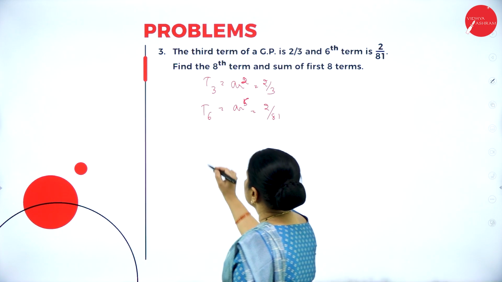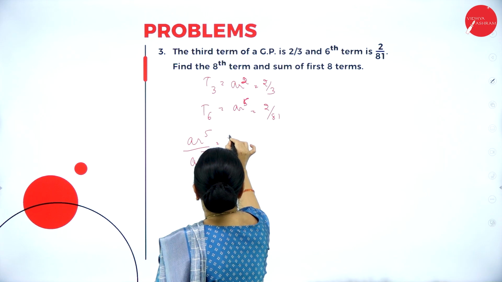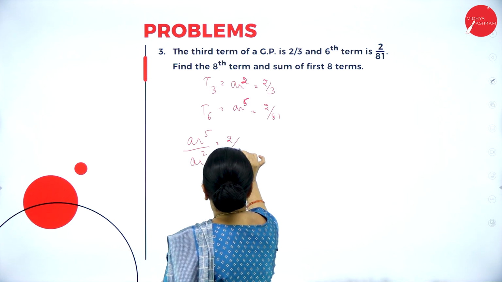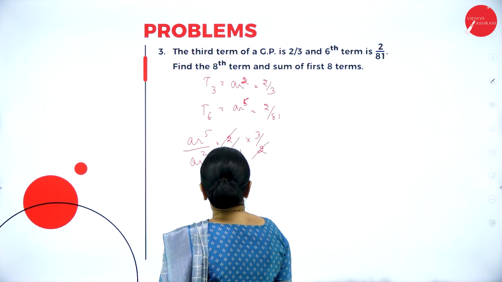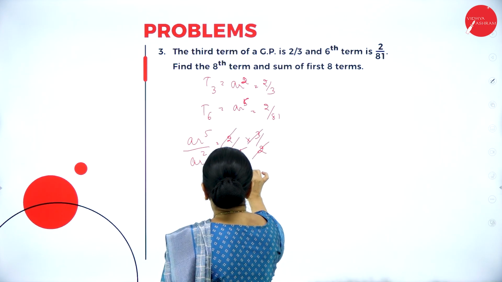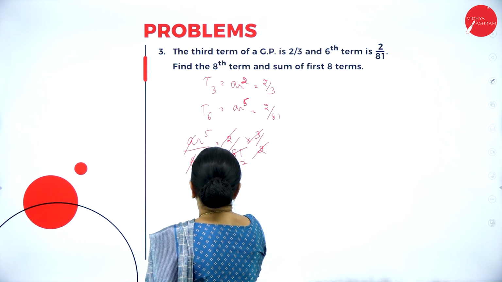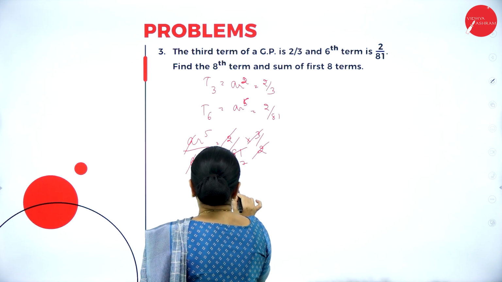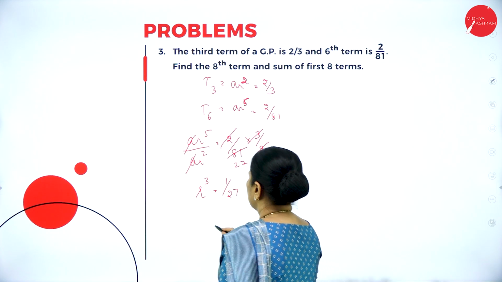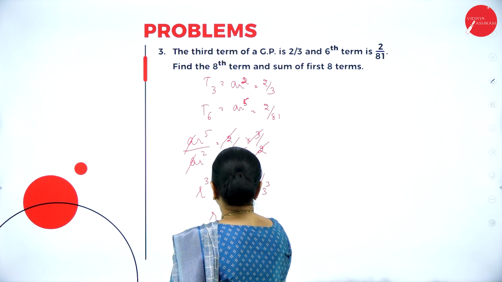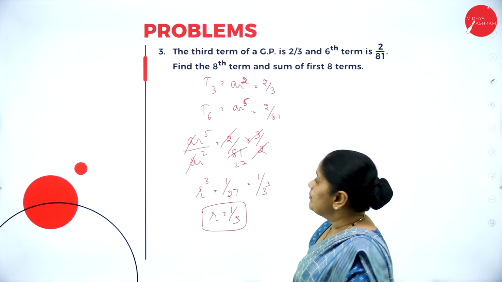So I'll divide this. AR to the power 5 by AR square will be equal to 2 by 81 into 3 by 2. 2 and 2 get cancelled, 3 2s are 6, 3 7s are 21. A and A get cancelled. R to the power of 3 will be 1 by 27, or it is 1 by 3 cube. R is equal to 1 by 3.